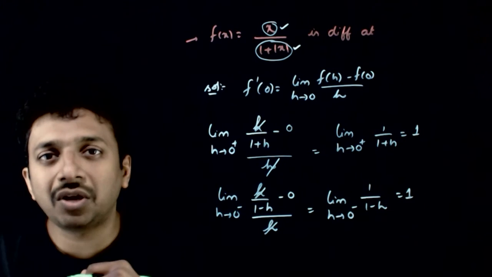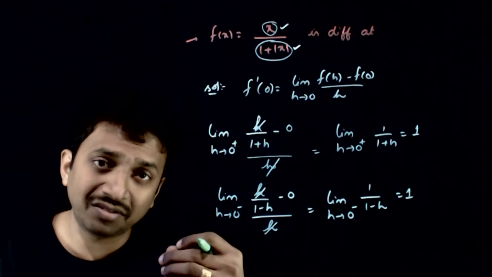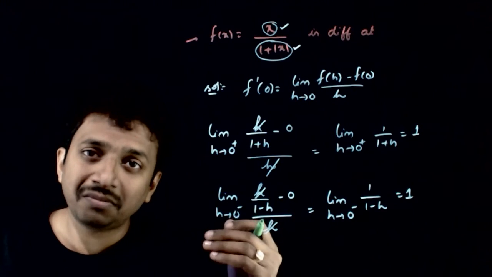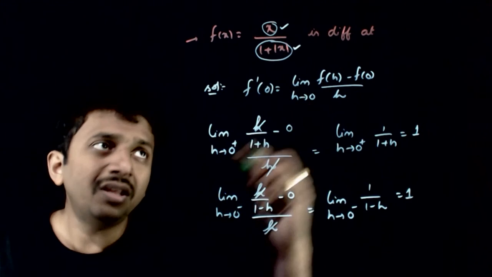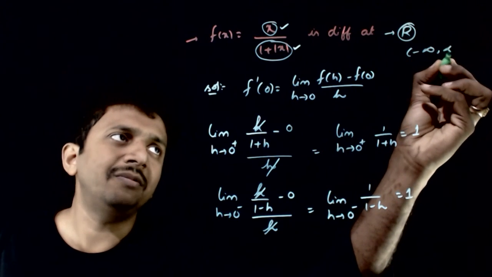Means the right differentiation is equal to 1, and the left differentiation is also equal to 1. Hence the function f of x is differentiable at 0. At all other points it's already differentiable. Hence it is differentiable on all real numbers, that is minus infinity to plus infinity.